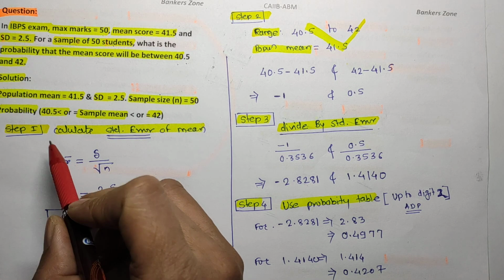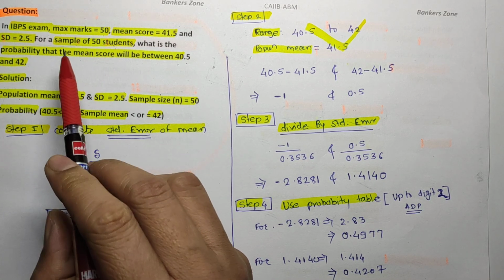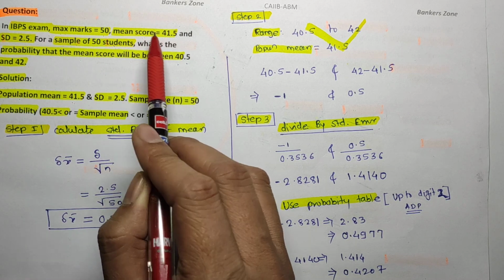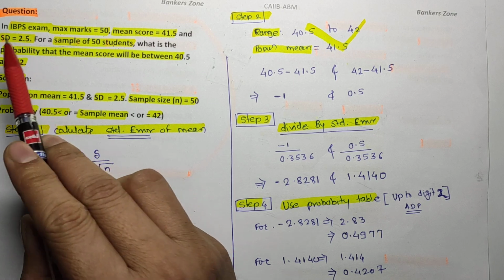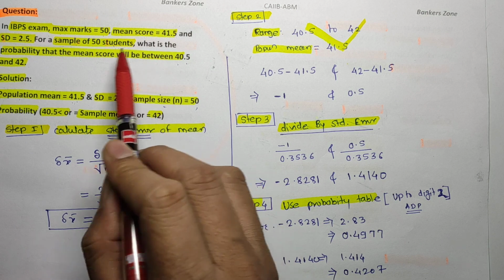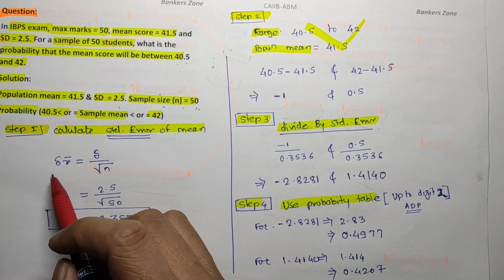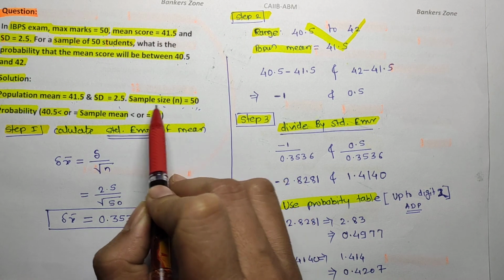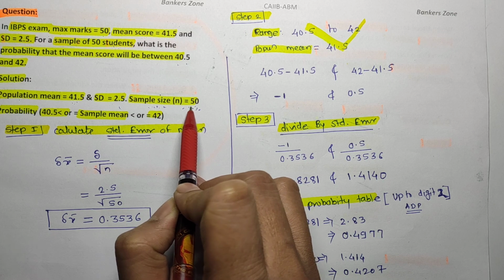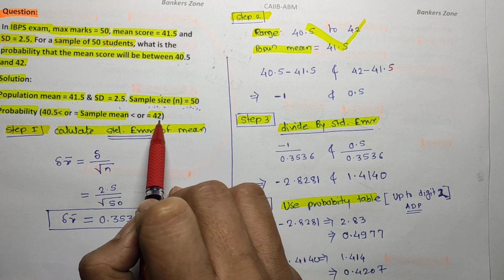So write down what they have given. They have given population mean, that is 41.5, right? Mean score, that is the population mean, is 41.5, standard deviation is 2.5, and sample size, small n, is 50. So we have to find the probability that out of those 50 students, their average will lie between 40.5 to 42. That we have to find.